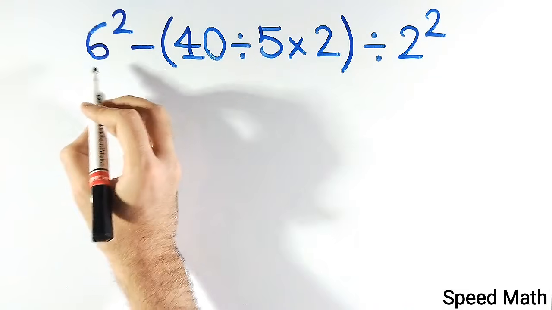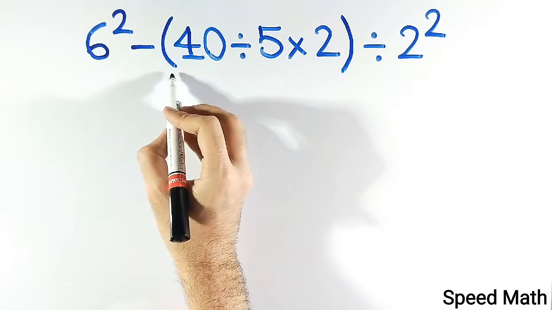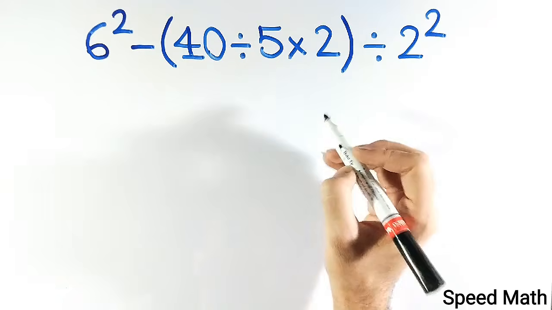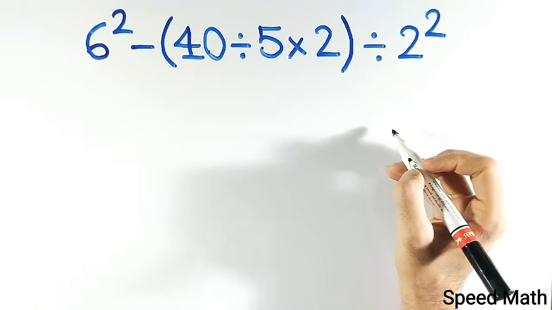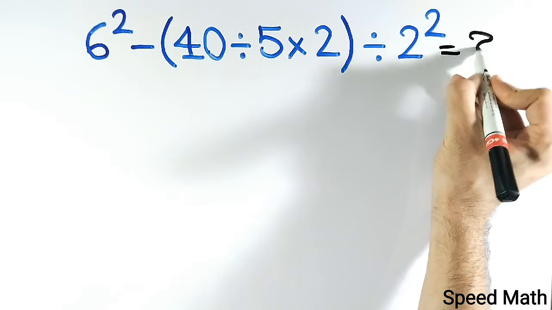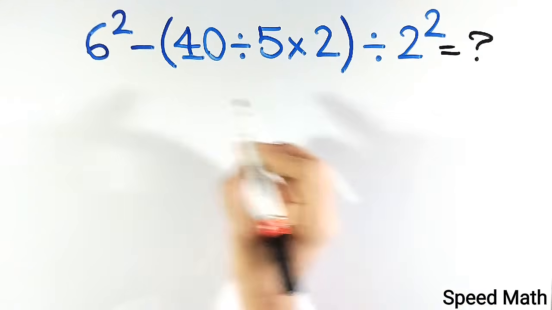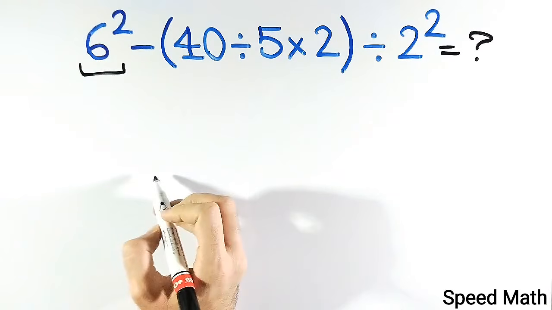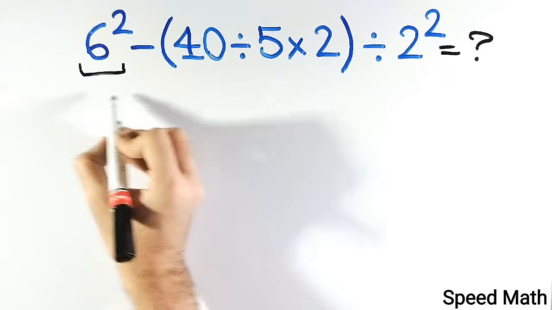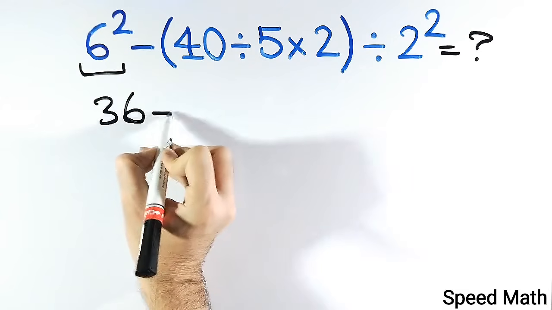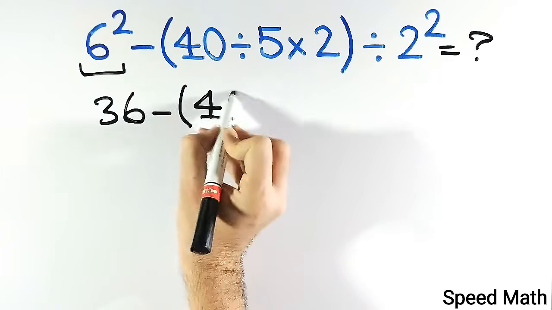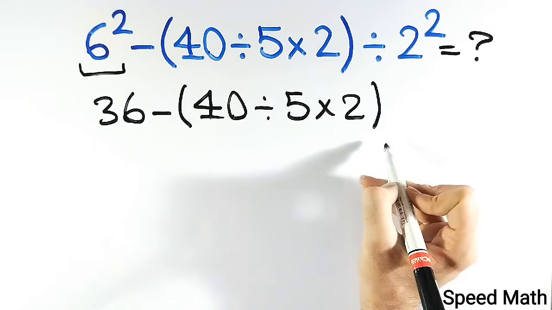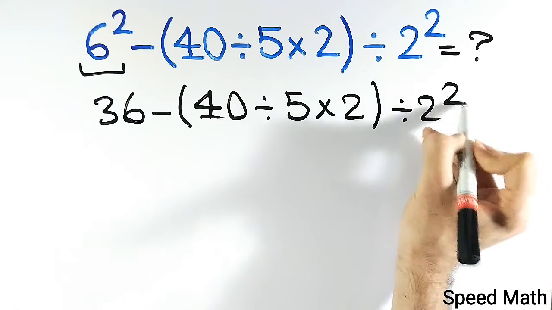If we have the expression 6 squared minus (40 divided by 5 times 2) divided by 2 squared, then what is the correct answer to this question? Many people, when solving this question, first go for the exponent, which is 6 squared, and instead of this expression, they write 36 minus (40 divided by 5 times 2), then divided by 2 squared.